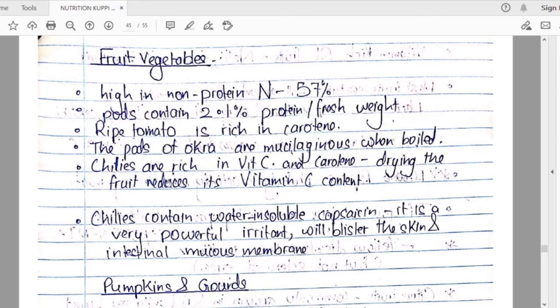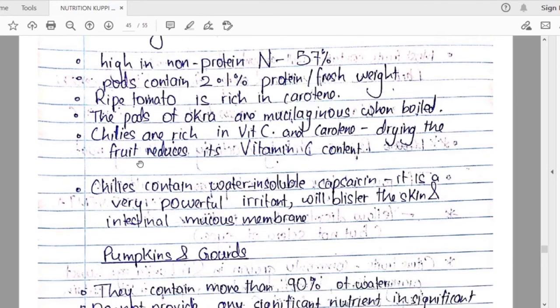Okra, also called lady's fingers, is a mucilaginous vegetable.